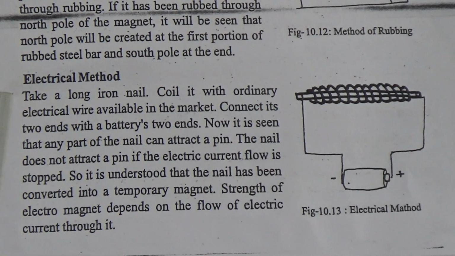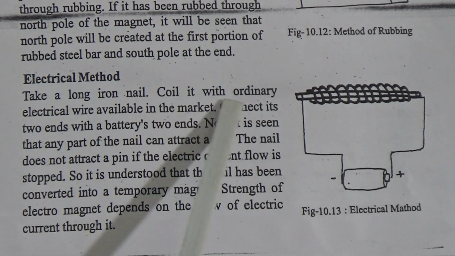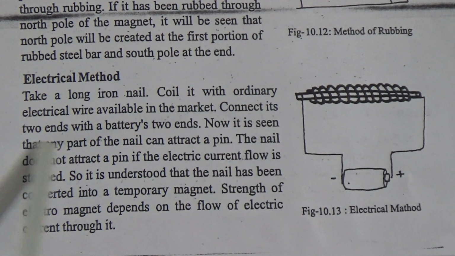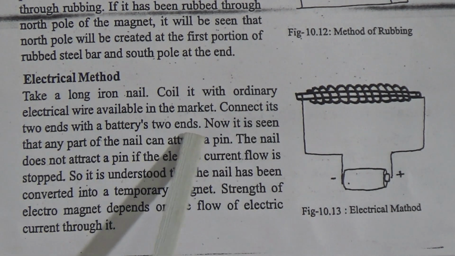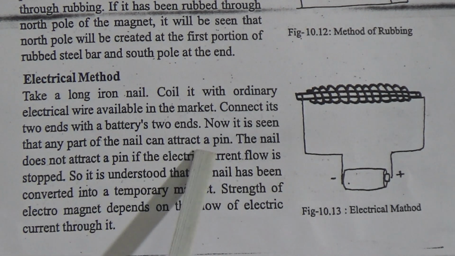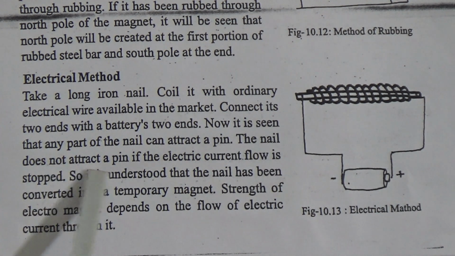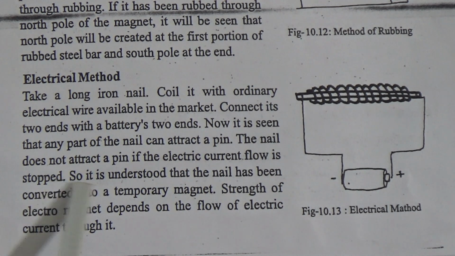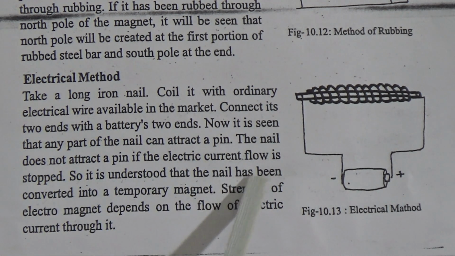Read this part again. Electrical method, take a long iron nail, coil it with ordinary electrical wire available in the market, connect its two ends with the battery's two ends. Now it is seen that any part of the nail can attract a pin. The nail does not attract a pin if the electric current flow is stopped. So it is understood that the nail has been converted into a temporary magnet. Strength of an electromagnet depends on the flow of electric current through it.